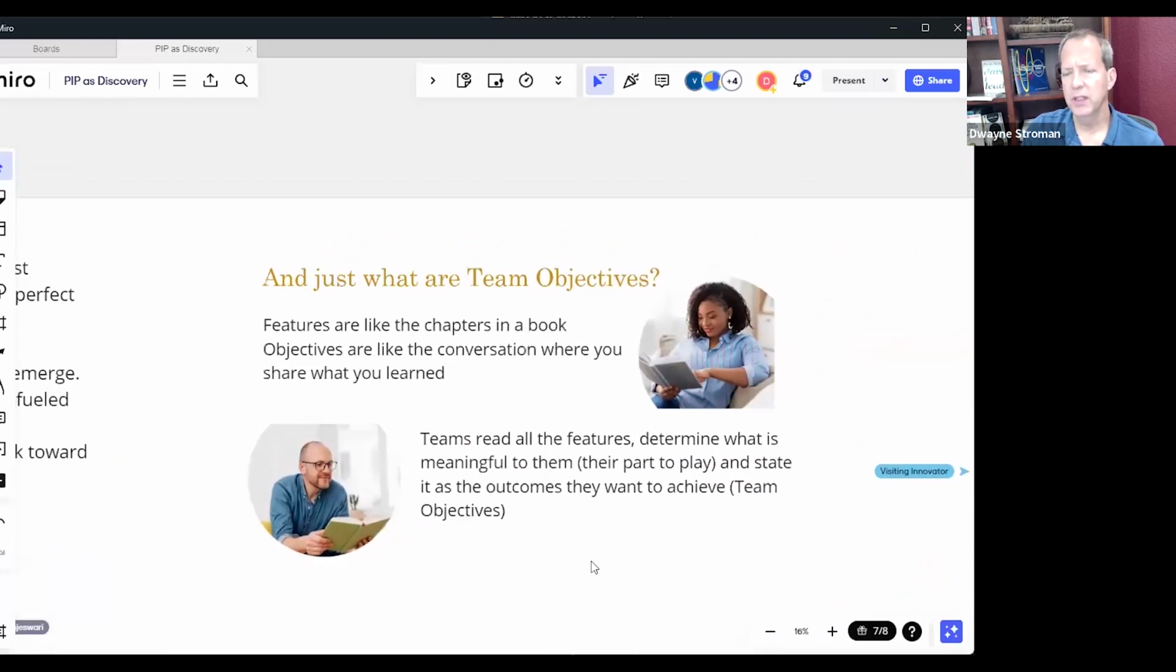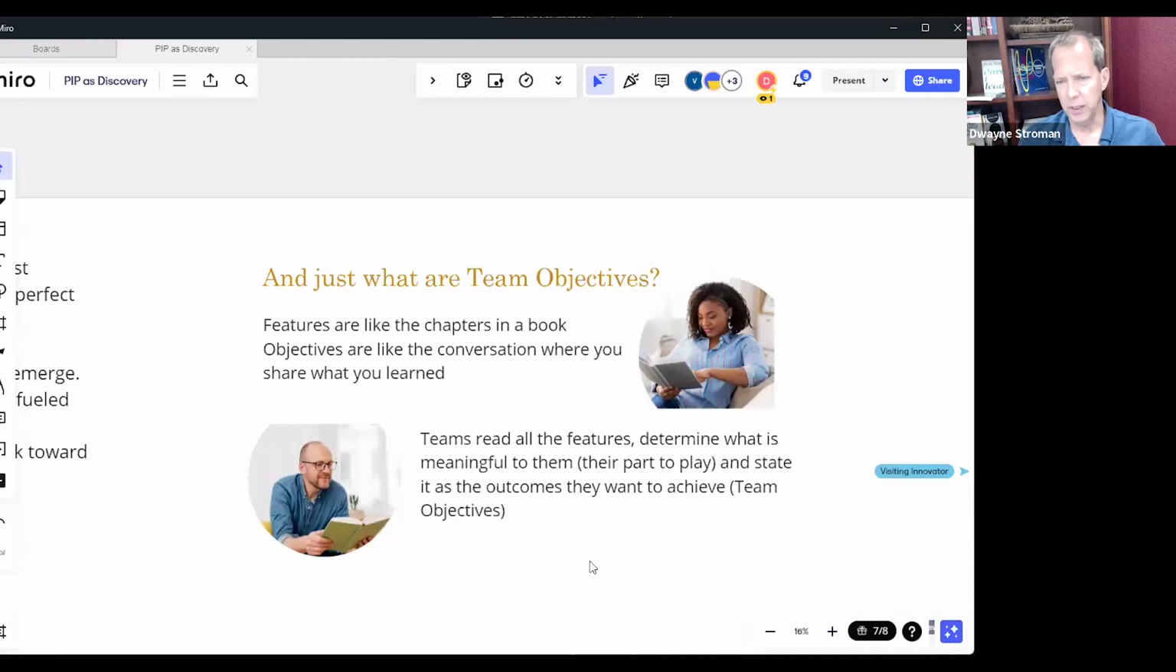Team objectives. This is one of the most difficult things for teams to initially understand in SAFe: what our team objectives are. And I use this analogy. Think of features as chapters in a book. Let's say you just read a really good book and you want to go share it with someone. Wow, I just read Reinertson's Principles of Product Development Flow, and here are the key things that stood out to me.